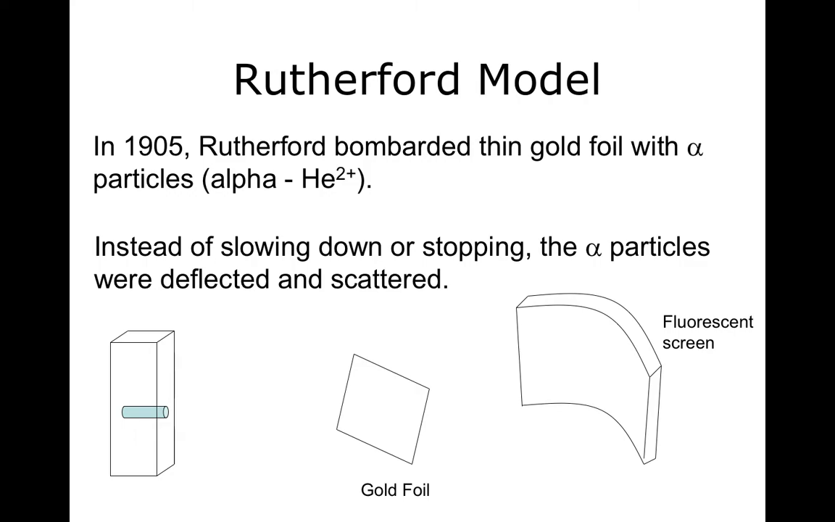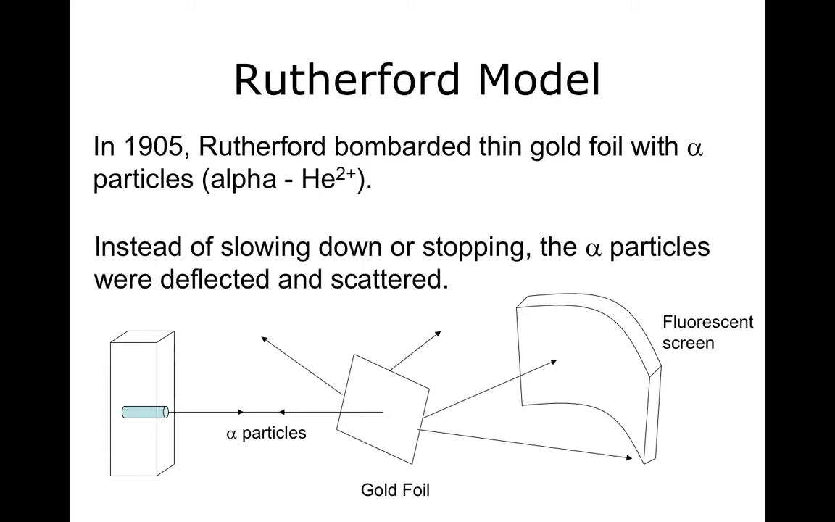So here's a quick diagram of what Rutherford did. You have that gold foil in the middle, you have a fluorescent screen behind it to detect the alpha particles in their path that they're traveling, and then you have the actual device that's shooting the alpha particles. And here's what he found. You can see those arrows, those lines represent the path of the alpha particles.